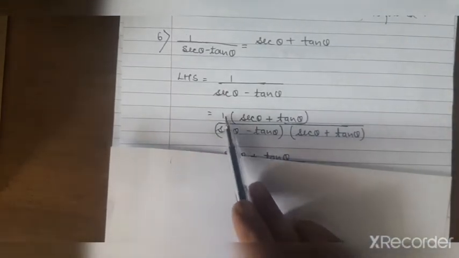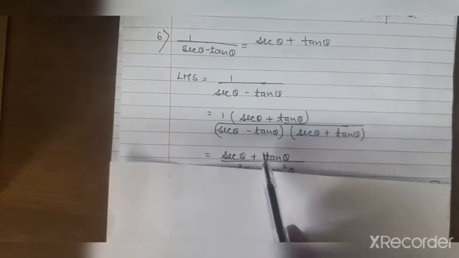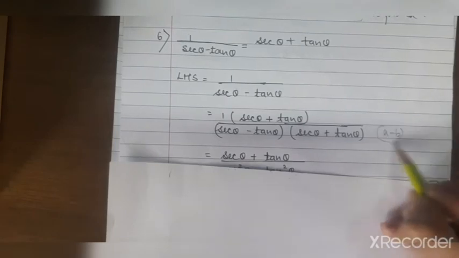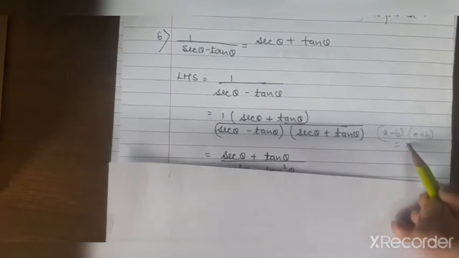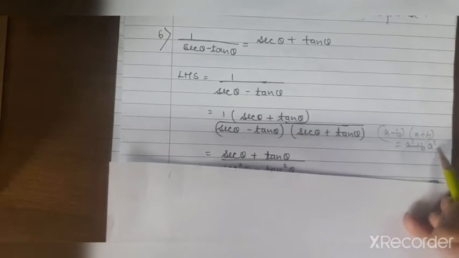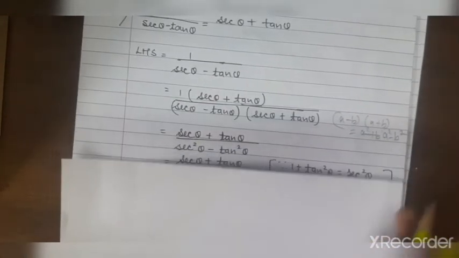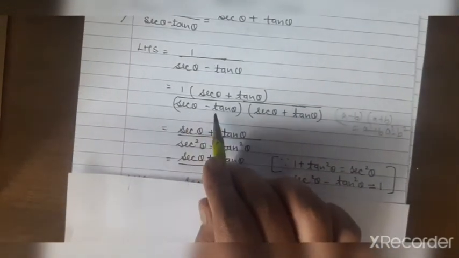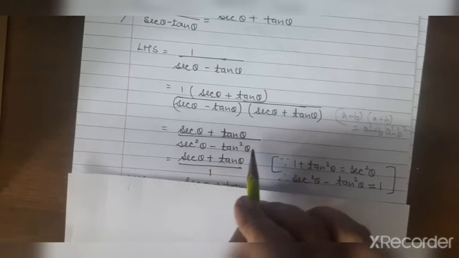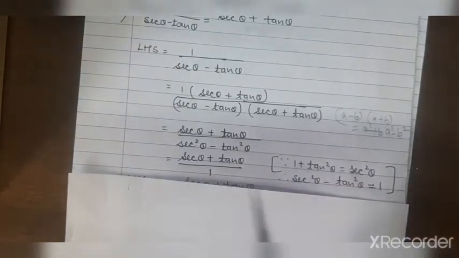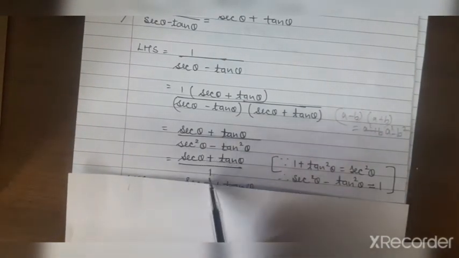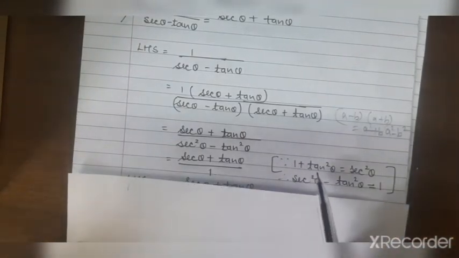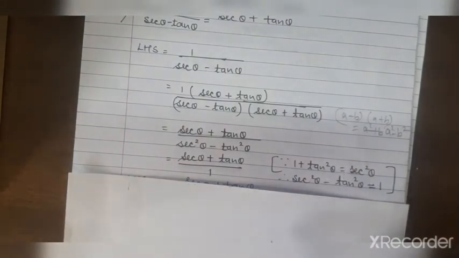Okay, with that what happens? 1 multiplied by this bracket remains the same. And here this is in the form of A minus B, A plus B. So what is the identity? A minus B into A plus B is A square minus B square. So sec square theta minus tan square theta. Now sec square theta minus tan square theta, the answer is 1. How is the answer 1? If you see here, we know the identity 1 plus tan square theta is equal to sec square theta.